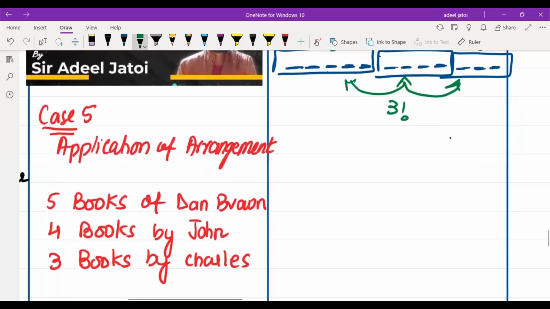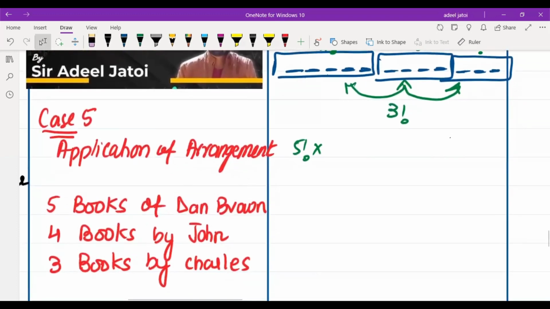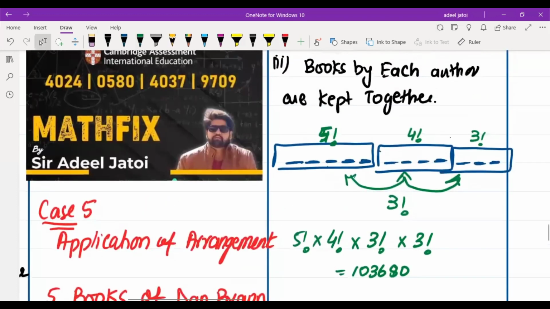So that means the entire thing will be 5 factorial for the Dan books, 4 factorial for the John books, 3 factorial for the Charles books, and 3 factorial for the movement of the blocks. So this particularly will mean that the answer is 103680 for the arrangement of books when they are kept together by each author.